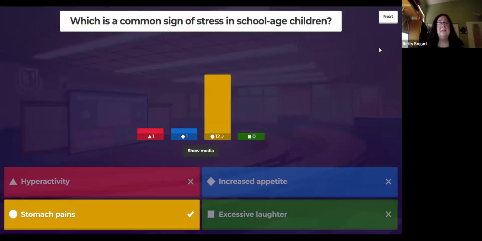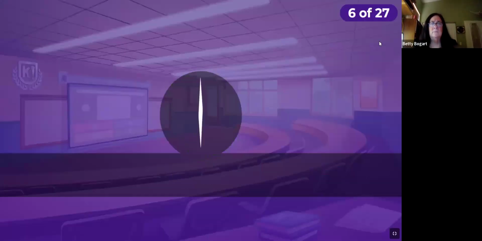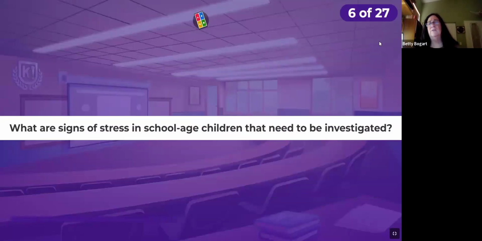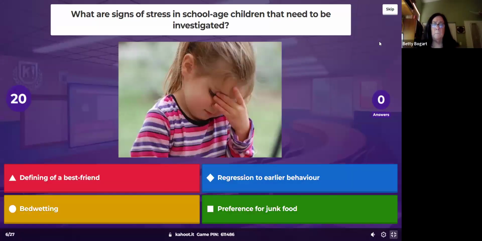So one of the things you might see is stomach pains. Another thing you might see is they become aggressive. They're just changing their whole mental status. They're not that kid that was good, who comes to school, who's good at school. All of a sudden, you're seeing changes. It's a big red flag. What are signs of stress in school age children that need to be investigated?